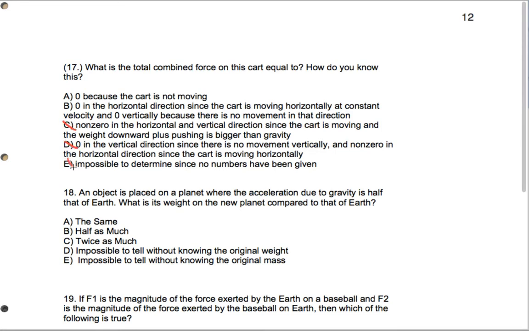That's not right, and that's not right. The cart is moving, so the only choice we're left with is B, which says 0 in the horizontal direction since the cart is moving horizontally at constant velocity, 0 vertically because there's no movement in that direction.